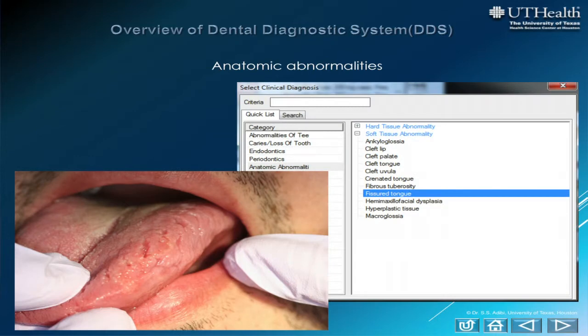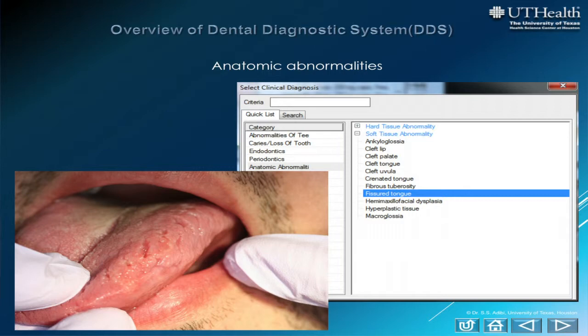Anatomic abnormalities have two subcategories of importance: hard tissue abnormality and soft tissue abnormality. This 35-year-old male Caucasian patient presented with the chief complaint of "I have bad taste in my mouth." It may cause no symptoms other than sensitivity to hot and spicy foods. About 5% of the general population in the United States may have this benign condition.